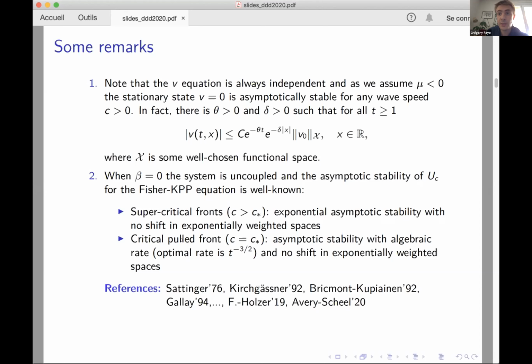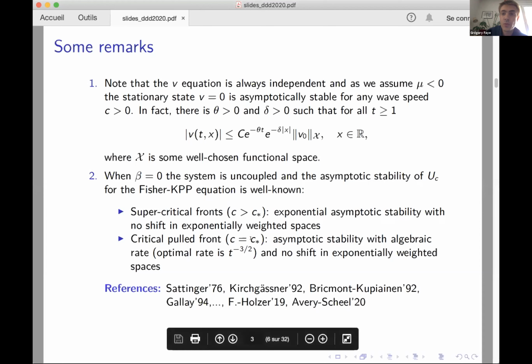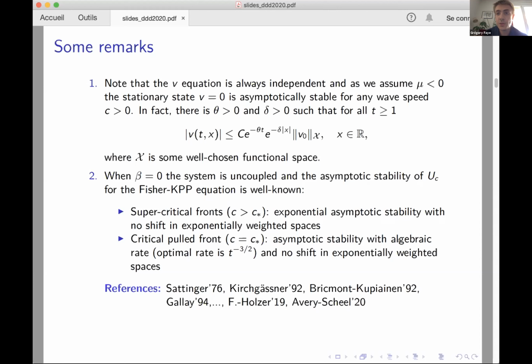The more interesting part is the analysis of the critical fronts. So here we're in the pulled regime, and c is equal to c star. We also get asymptotic stability, but this time we don't have an exponential decay in time of the perturbation. It's only algebraic, and we know that the optimal rate of decay of the perturbation is given by t to the minus 3/2. There is still no shift, and you also need to work in some exponentially weighted spaces.